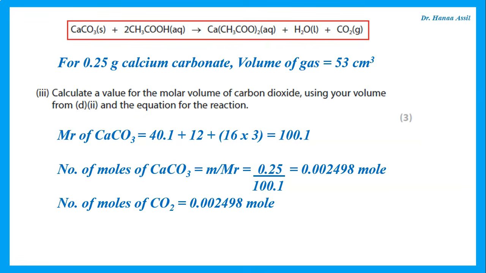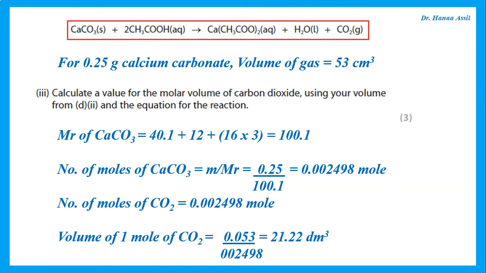So now we have the number of moles and we have the volume of the gas. Then I can determine the volume of 1 mole. Remember, we're trying to get the volume of 1 mole. The equation is usually number of moles is volume over 24, but it is the 24 that we're trying to get. We don't have 24.